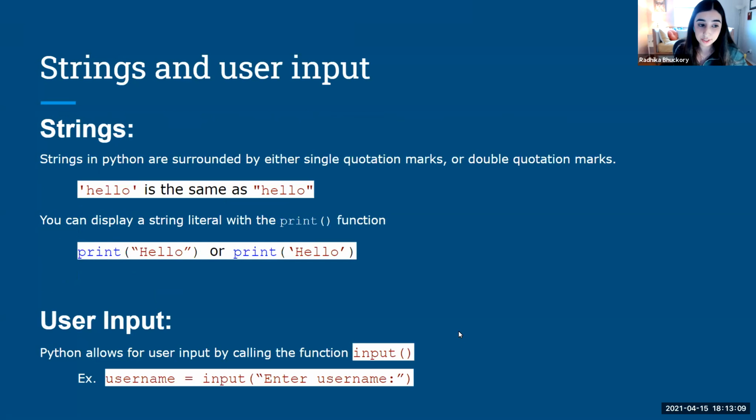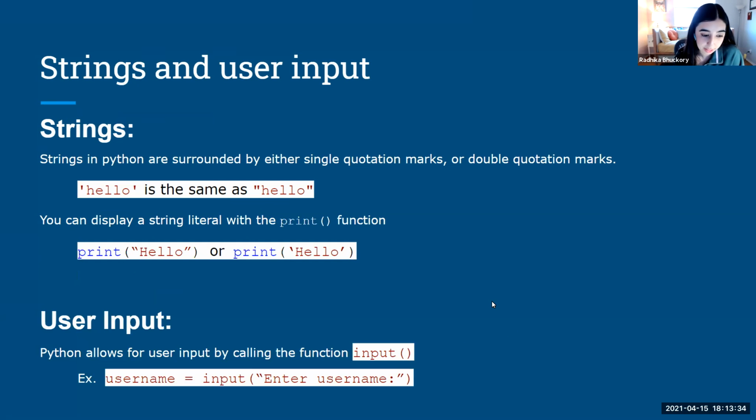And strings and user input. So this is very similar to C++ and MATLAB. You can either use the double quotes or the single quotes to declare strings. And if you want to print anything out instead of doing cout, you can just simply do print. It's very literal. It's much easier to read. You can just write print whatever you want to print. It could be a variable name. It could be a string.